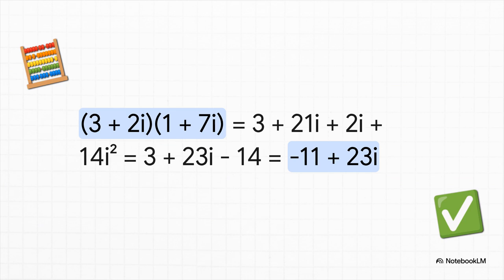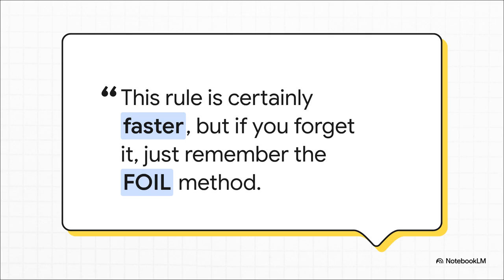So we've got 3 plus 2i times 1 plus 7i. We just follow the steps. First gives us 3, outer is 21i, inner is 2i, and last is 14i squared. And remember, that i squared is our secret weapon. It's just -1. So the whole thing crunches down to a new complex number, -11 plus 23i. Done. And hey, it works. We get a correct answer.